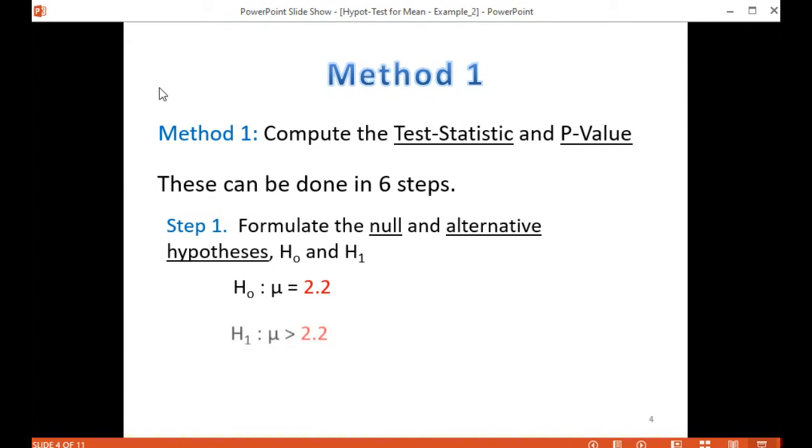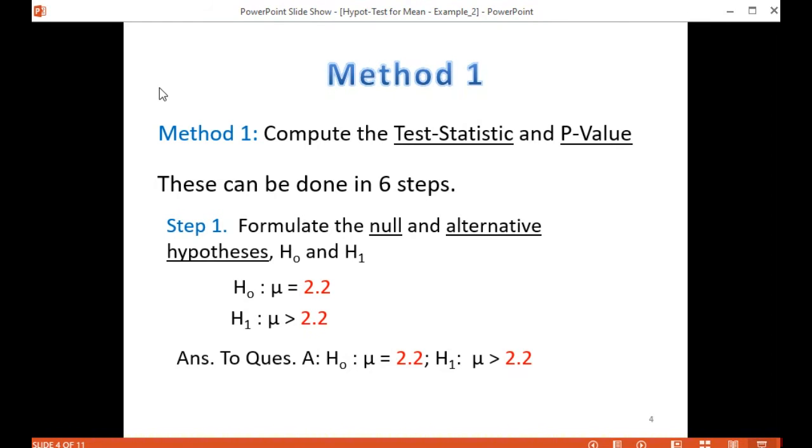Now moving on, H1 or H sub A is mu is greater than 2.2. How do I know greater than? Because if you look in the problem, it says, in parentheses, we're talking about showing that it's bigger than 2.2. The claim is, because he found in the sample that the mean was bigger than 2.2, he believes that that's true in the whole population. So that's what the test is all about.